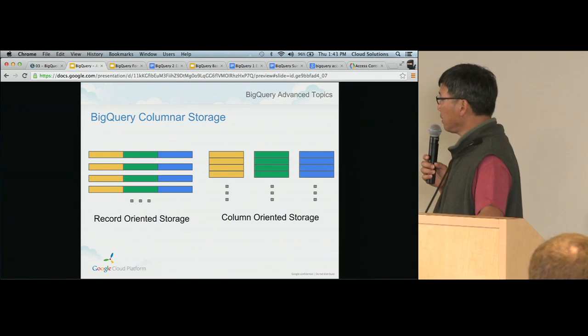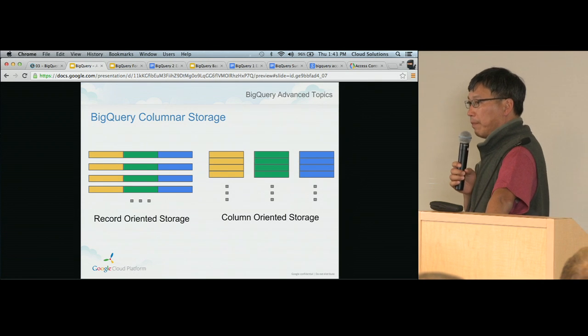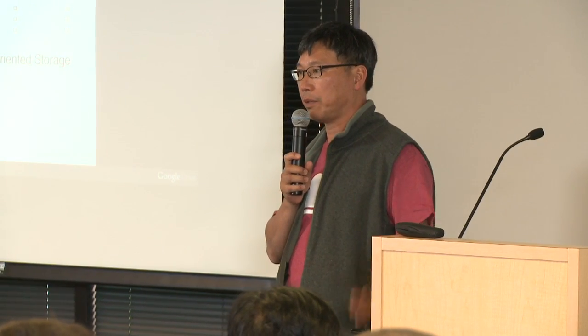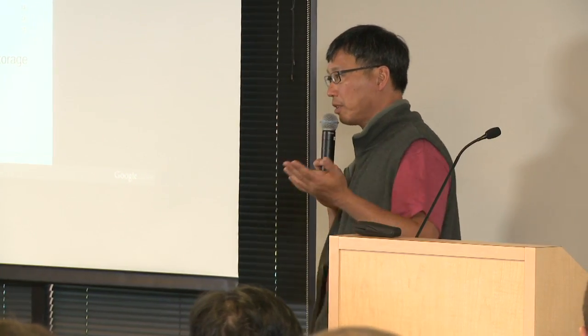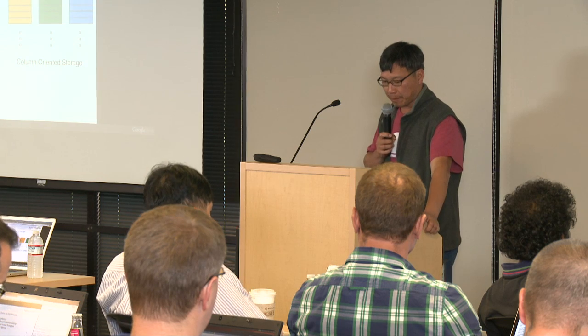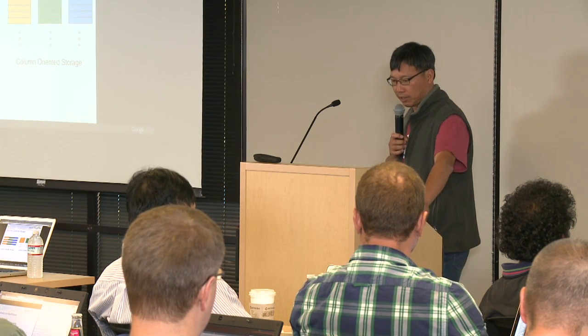It turns out that if you store your data by column, it offers a better compression ratio, because most data within the same column are going to be similar, right? For example, age. If you just look at age, most likely many people will have the same age. So that's one of the key differences between a relational database and BigQuery.